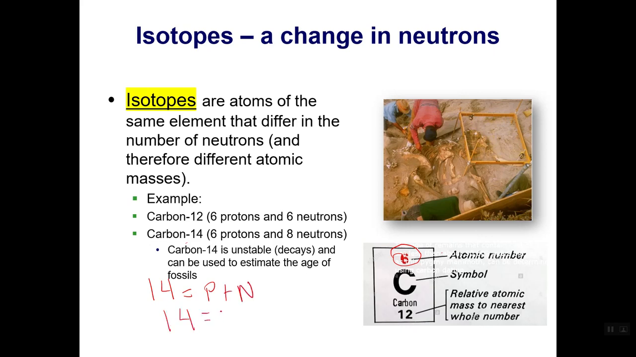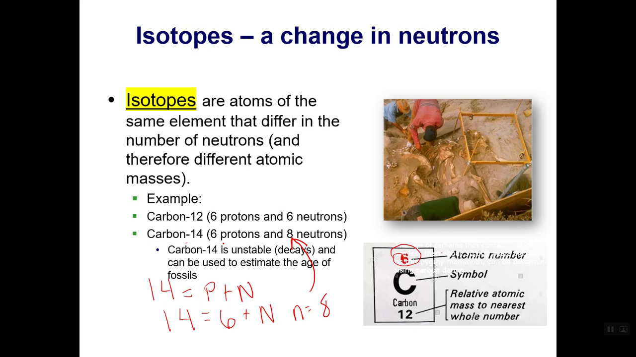14 is equal to protons, which we know is 6 plus N. If we do the math, N equals 8. So it has 8 neutrons and 6 protons. Now, some of these isotopes are pretty neat because they can help us solve biologically relevant problems.